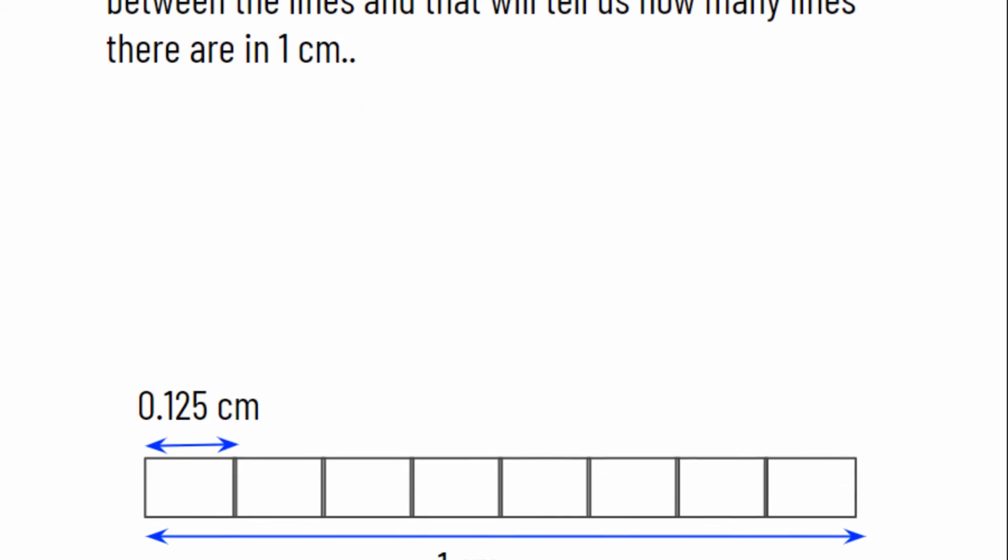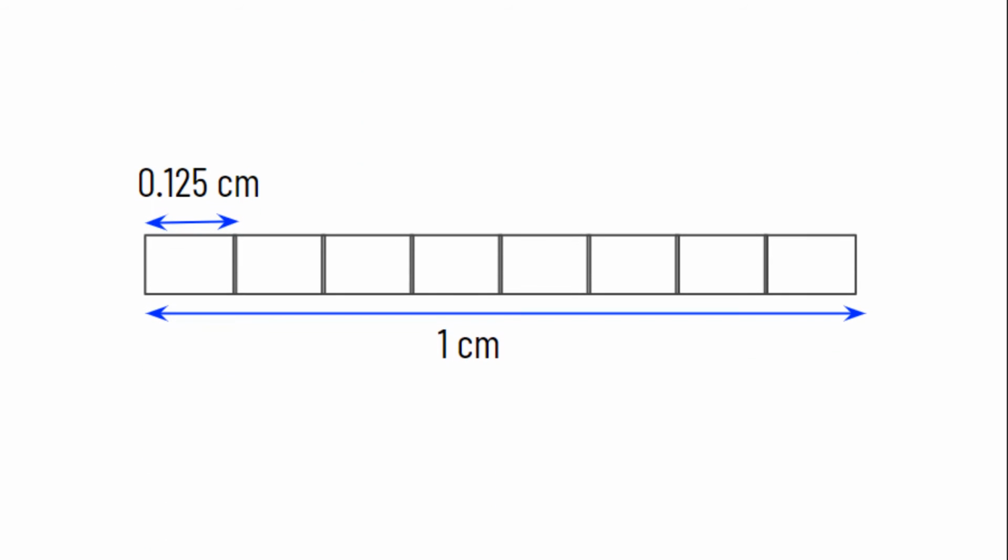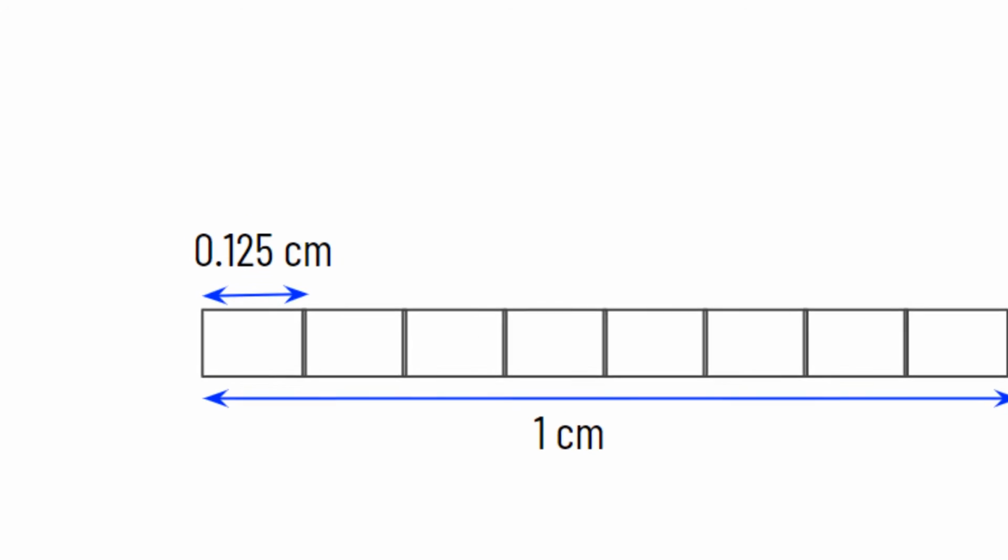So let's look at this picture right here of what I mean by number of slits per centimeter. Here I'm assuming that I have a diffraction grating that is 1 centimeter long, and I know that the distance between each one is 0.125 centimeters. That means there are 8 slits within 1 centimeter, or in other words, 8 lines per centimeter.